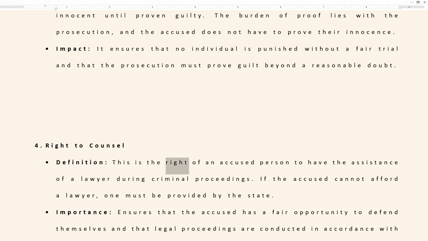Right to counsel. Definition: this is the right of an accused person to have the assistance of a lawyer during criminal proceedings. If the accused cannot afford a lawyer, one must be provided by the state. Importance: ensures that the accused has a fair opportunity to defend themselves and that legal proceedings are conducted in accordance with the law.